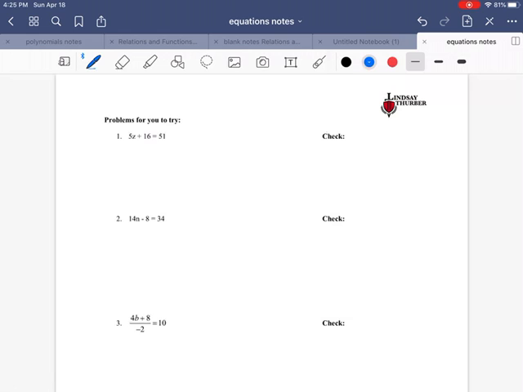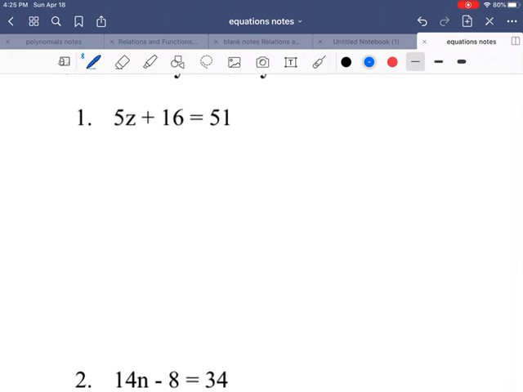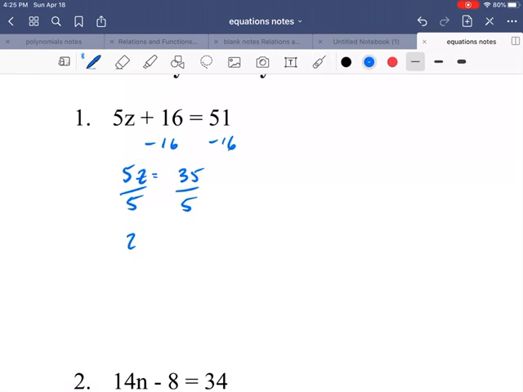Try these ones, so pause the video, and then once you're done, start the video up and check your answers. So this first one, we're going to subtract 16. 51 minus 16 is 35. And if you divide by 5, z will equal 7.